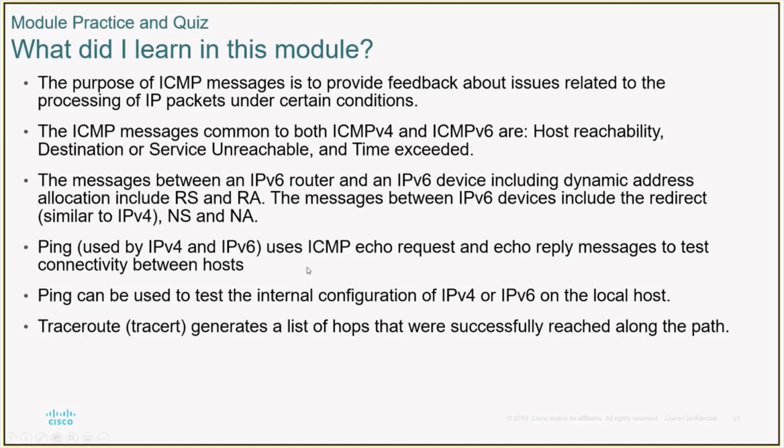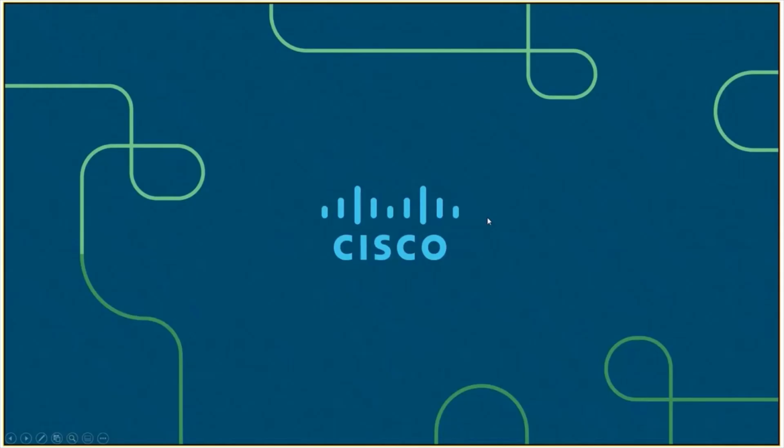Ping can be used for both v4 and v6, and it sends an echo request. The destination will send an echo reply that will hopefully get back to you. Ping can be used to test the internal configuration of IPv4 and IPv6 on a local host, while Traceroute generates a list of hops that were successfully reached along the path. There's the logo. So that's chapter 13 finished, and we'll get on to chapter 14 next, which of course is TCP.